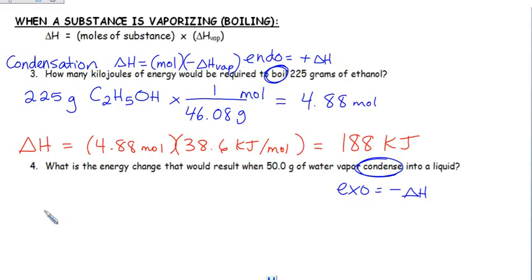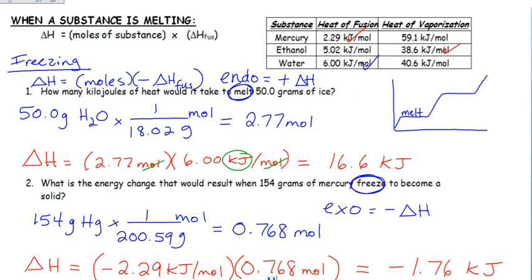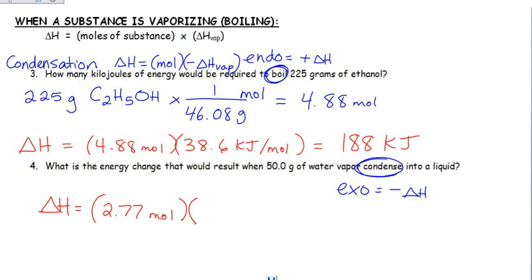Let's get after this one. Delta H equals moles, 2.77. It's the same. I'm going to look up the opposite of heat of vaporization. So that'll come off this chart. I'm going to go negative 40.6. I like this. Negative 40.6 kilojoules per mole. And so we'll just multiply. My answer will come out in kilojoules, negative 112 kilojoules. Exothermic, energy being released.